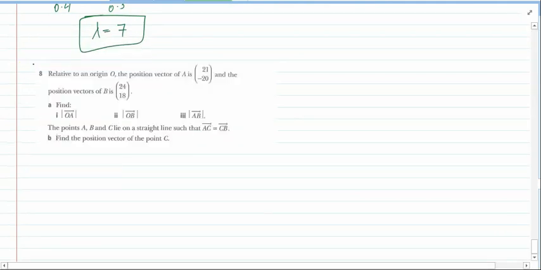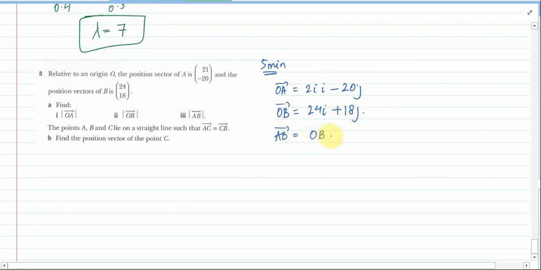It's question number 8. With respect to the origin, the position vector of A is 21i minus 20j and the vector B is 24i plus 18j. Find OA, find OB and find AB. All three parts you can do easily, so you have a time of 5 minutes for these three parts, so start. Alright, for the first part it says find OA, so OA is already given, it's 21i minus 20j. For OB it is already given, it's 24i plus 18j. We need to find AB here, and that is equal to OB minus OA.